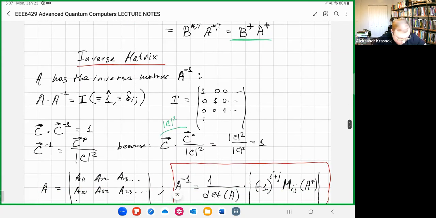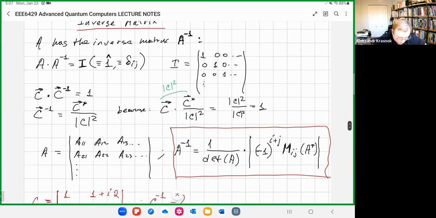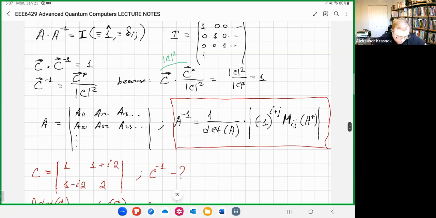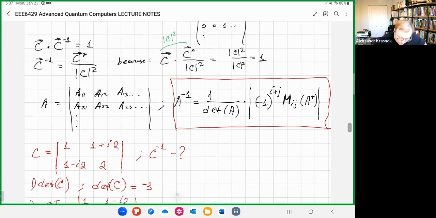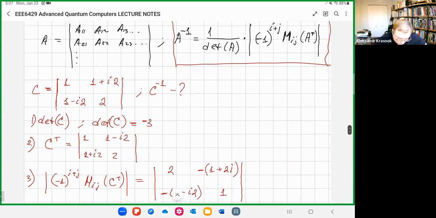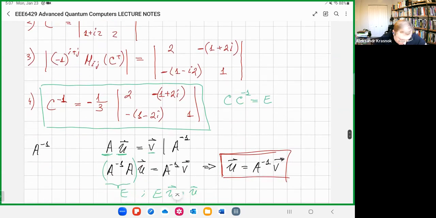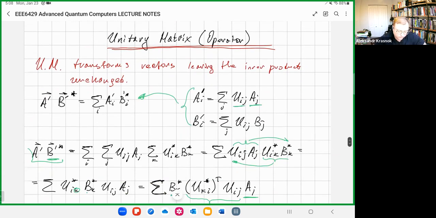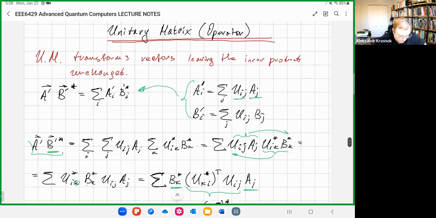Then the inverse matrix. We discussed how we can find the reverse matrix of a matrix. I mean, not any matrix, only one with a non-zero determinant. Otherwise, if the determinant of a matrix is zero, the matrix is so-called singular, and it doesn't have an inverse matrix.